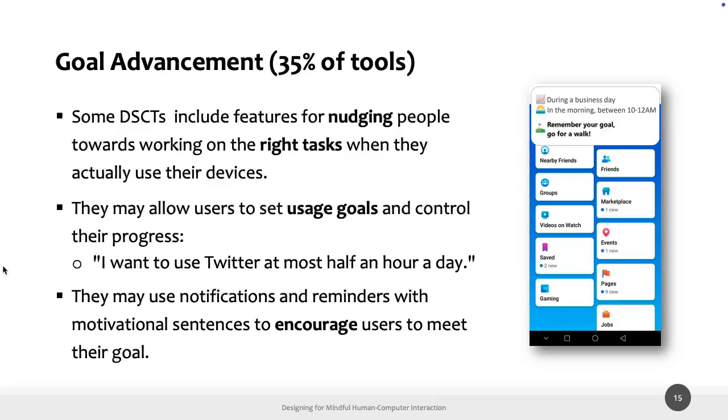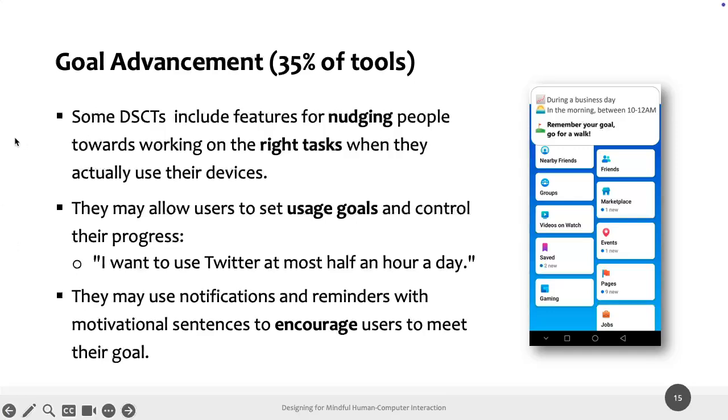Then there is another category that is, I would say, less common, that is goal advancement. So some digital self-control tools include features to encourage people to do the right task when they actually use their devices. So in this case, these tools can allow users to set some usage goals that may include goals related to technology use, but also goals related to the offline world.